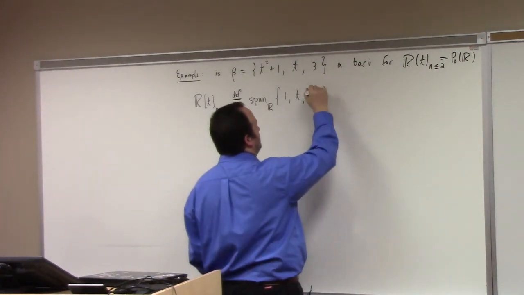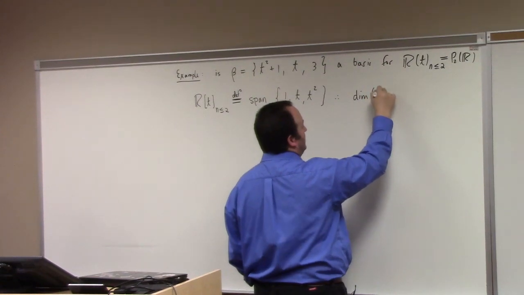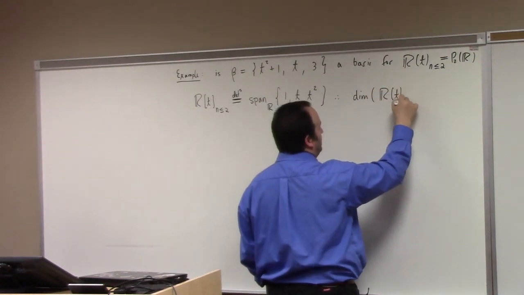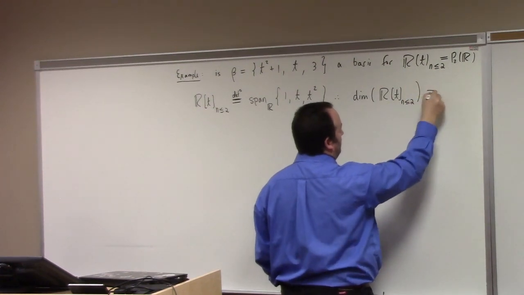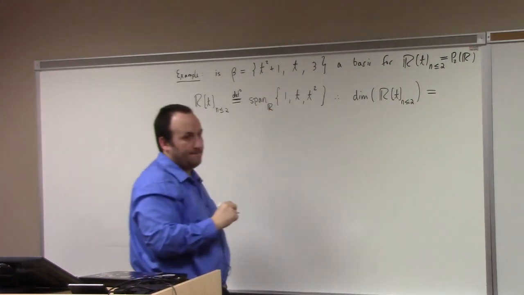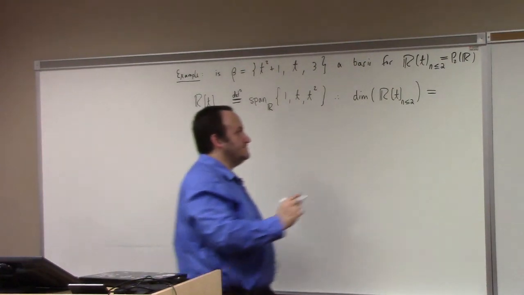So what's the dimension? What's the dimension of this guy, the quadratic polynomials of degree at most 2? Well, possibly degenerate polynomials, it was what? Three, right.